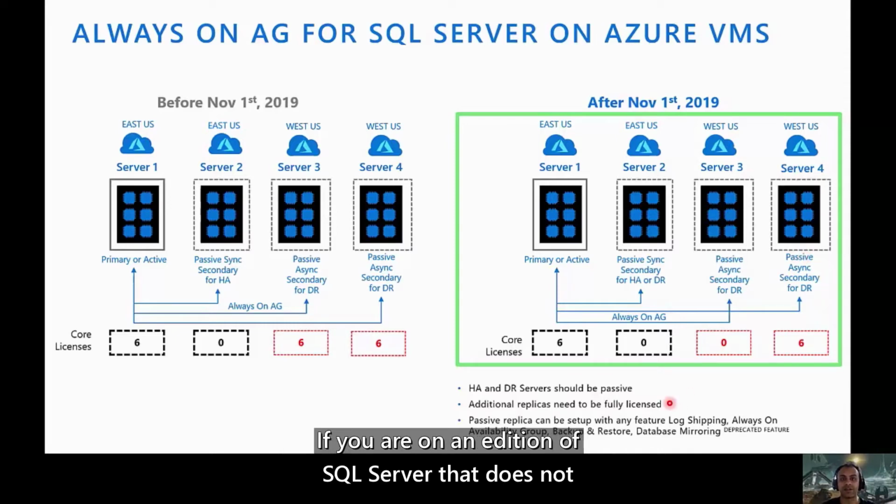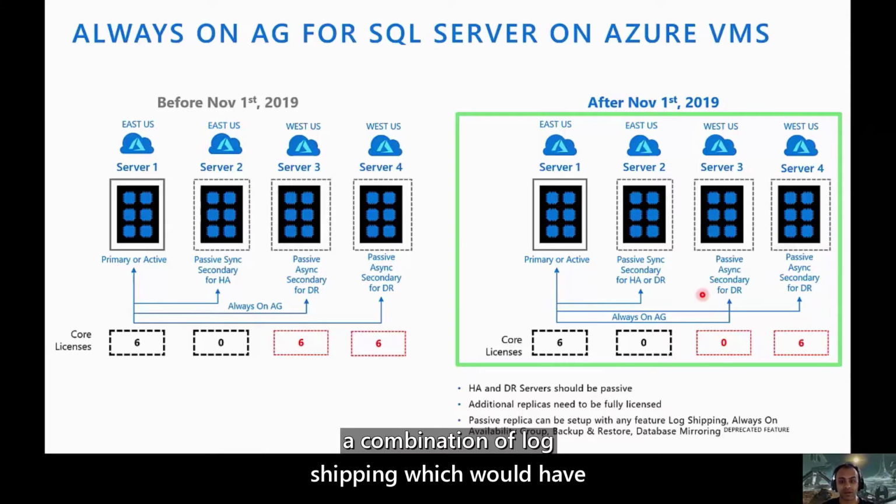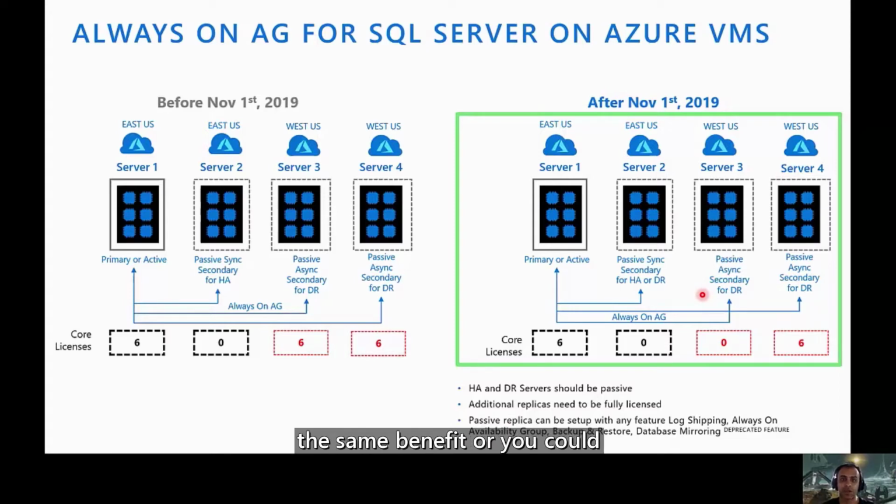If you are on an edition of SQL Server that does not have availability groups, like Standard Edition, you can actually use log shipping and still get the same level of benefit. You could use failover clustering with a combination of log shipping, which would have the same benefit. Or you could use a combination of availability groups and log shipping. You could use just log shipping, or just backup restore, to get the same DR benefit.